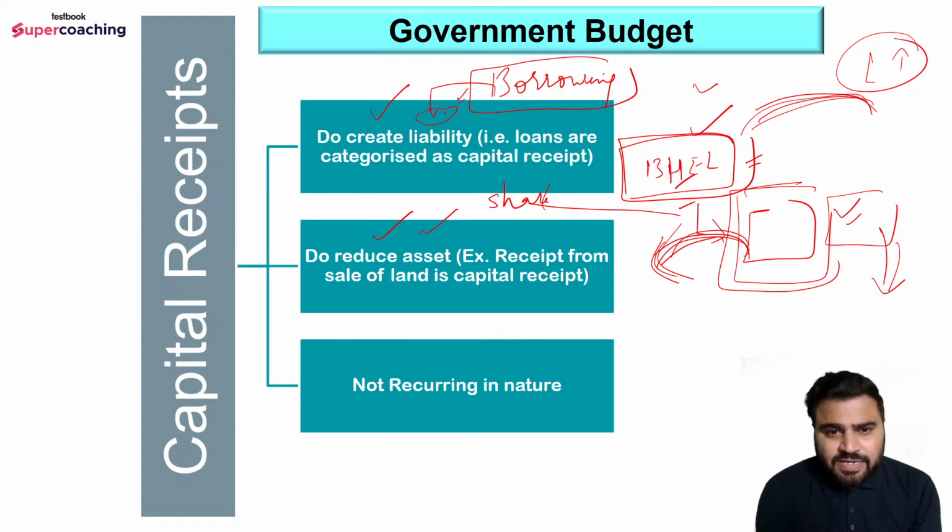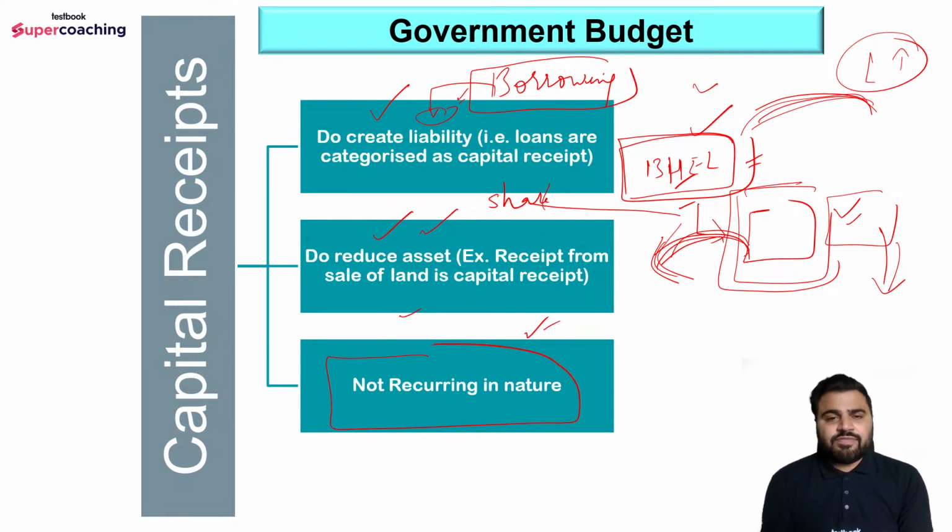Similarly, capital receipts are not recurring in nature if we compare that with the revenue receipt. अगर हम रेवेन्यू रिसीट से कंपेयर करेंगे तो वहां पे बहुत ज्यादा रिकरिंग नहीं होती. Revenue receipt is very recurring in nature, right? But when we talk about the capital receipt, so that is not recurring in nature. Got it? So this is the basic difference between the revenue receipt and capital receipt.